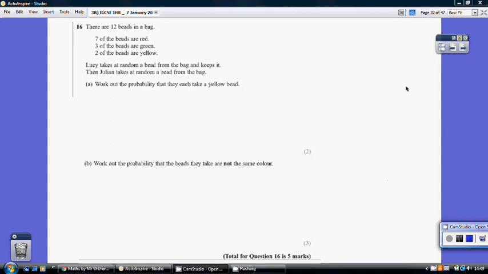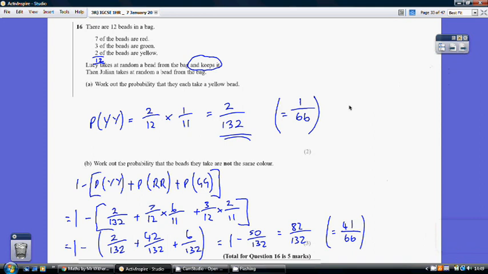Question 16 part A, work out the probability that they each take a yellow bead. So the chances of Lucy taking a yellow bead are 2 out of 12, but then given that she keeps it, the chances of Julian getting a yellow bead is 1, because only one yellow's left, but we're now out of 11, not out of 12. So it's 2 over 12 multiplied by 1 over 11, top times top, bottom times bottom, we get 2 over 132. You can simplify it if you want to, and you would get 1 over 66.